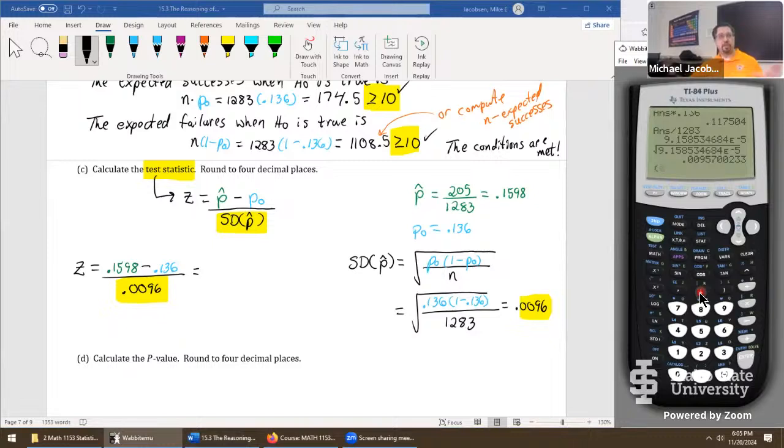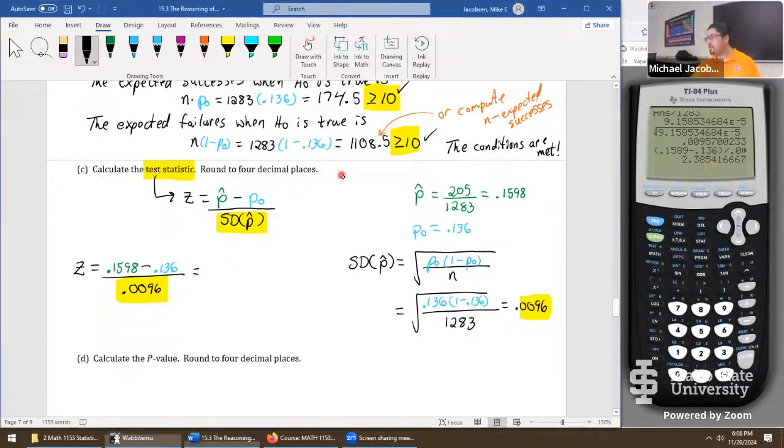In the calculator, definitely you want parentheses if you put it in one step. 0.1589 minus 0.136, divide by this figure, 0.0096. And we have 2.385 standard deviations. Again, that's quite a lot of standard deviations. If it was around 3 standard deviations, I would say you're rejecting the null hypothesis almost as a guarantee. But this one, it could still be kind of up in the air if we reject or fail to reject.